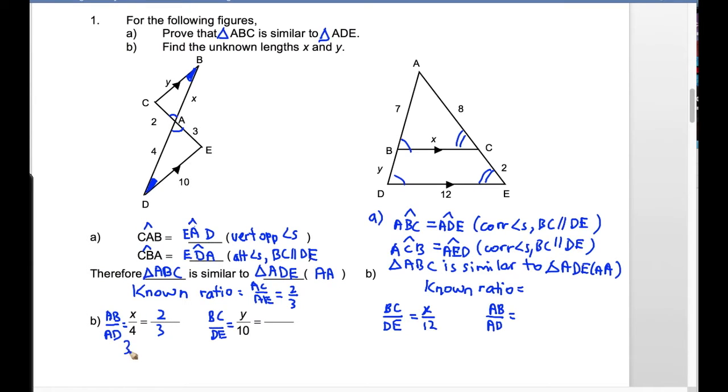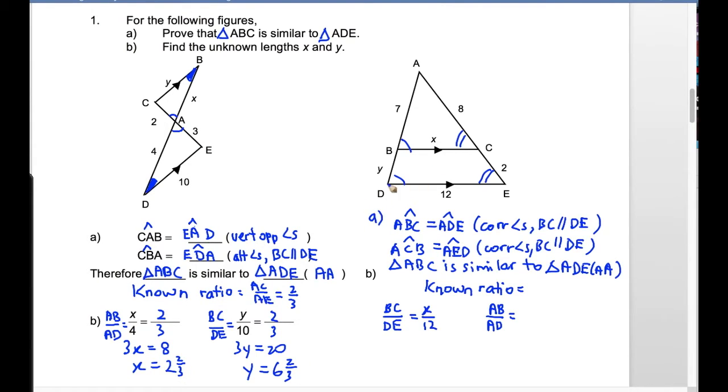And cross multiplying, we have x equals 2 and 2/3. Similarly, the corresponding sides BC over DE, or y over 10, is also equal to the same ratio, and once again we cross multiply, giving us y equals 6 and 2/3.